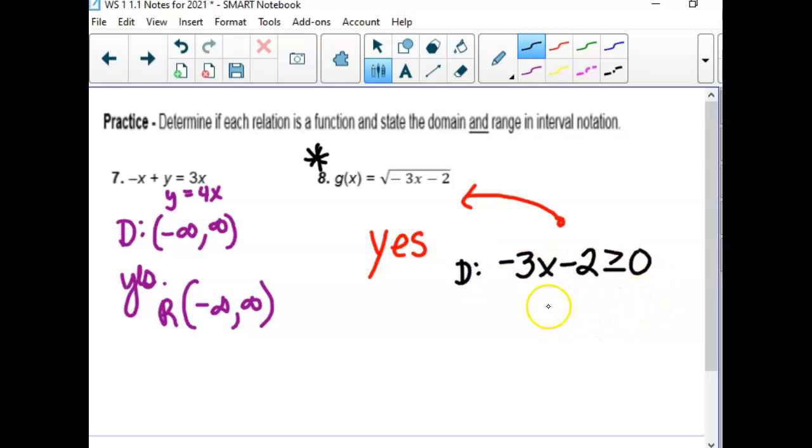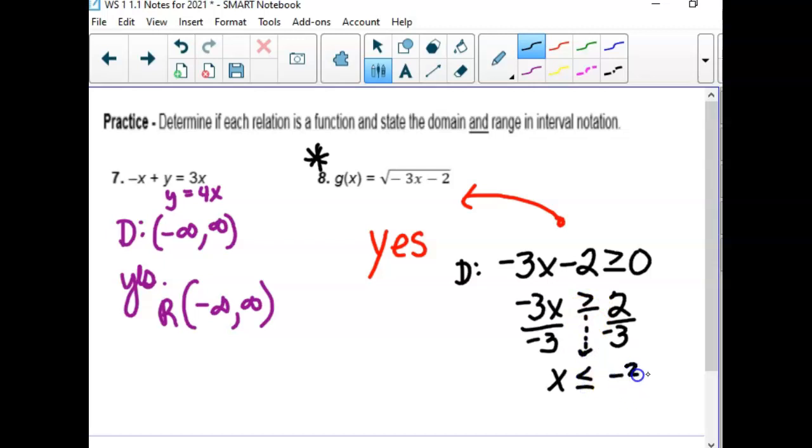Okay, this is a messy one, and I didn't make one this messy on the quiz, but if you add 2 over to the other side, you get a 2, right? But what's messy about this one? Yeah, we're dividing by a negative. I did not make that on the quiz. But when you divide by a negative, you have to remember to flip this. Does that sound familiar? Okay. So the x values have to be less than or equal to negative 2/3.